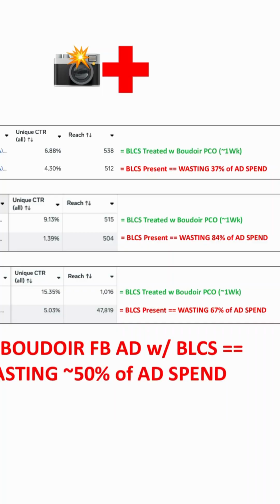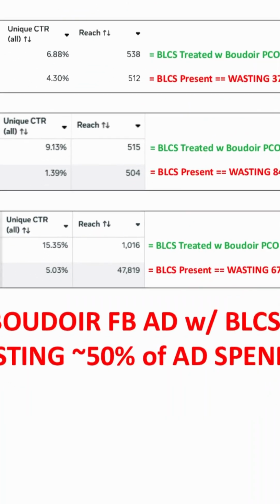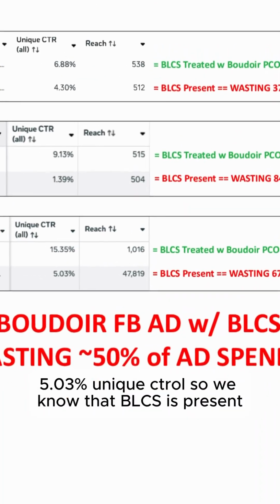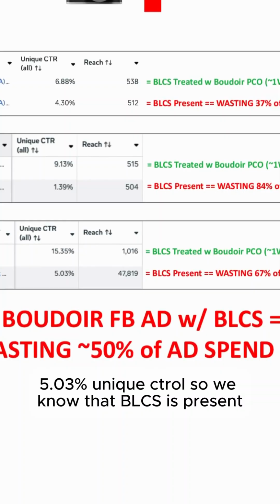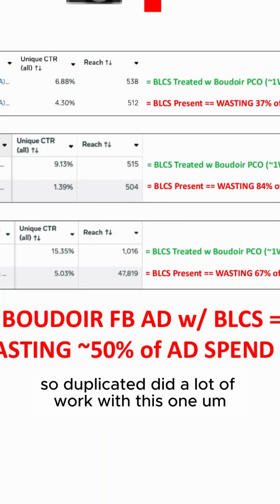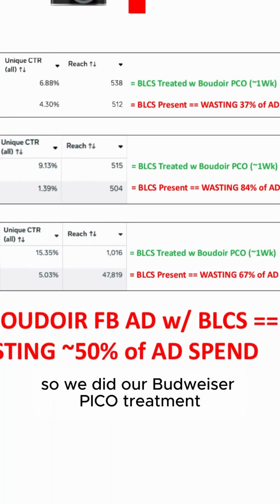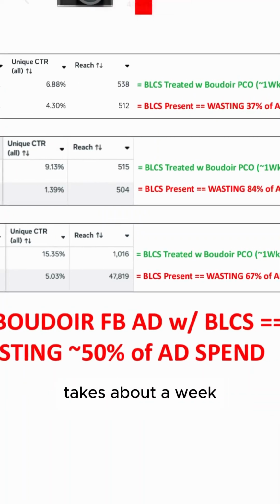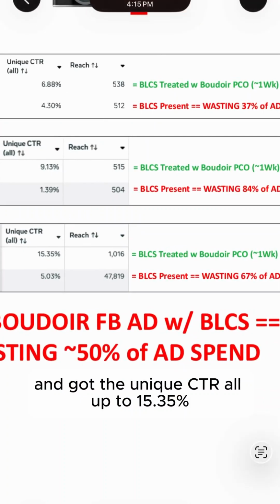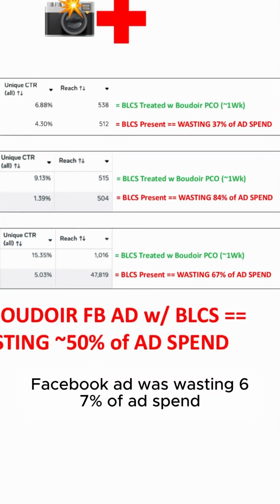Finally, had a patient, says Boudoir Facebook ad, 5.03% unique CTR. So we know that BLCS is present. Unique CTR is under 6%. So I duplicated, did a lot of work with this one. So we did our Boudoir Pico treatment, takes about a week, and got the unique CTR up to 15.35%. So we found out the original Boudoir Facebook ad was wasting 67% of ad spend.